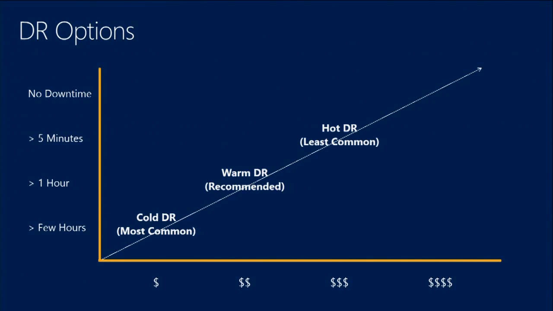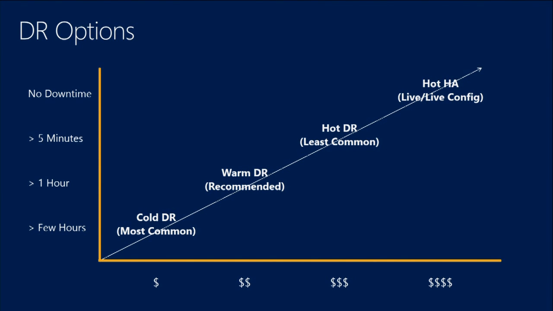So now we'll go to the DR options. There are several DR options that we can use. We normally think about cold DR, warm DR, hot DR, and HA. Those are normally the levels that we have in DR. So basically, if I want a few hours of RTO and RPO, I'm talking about the cold DR, which is the most common.